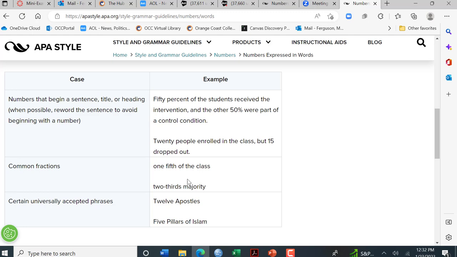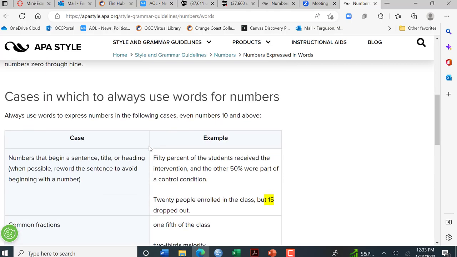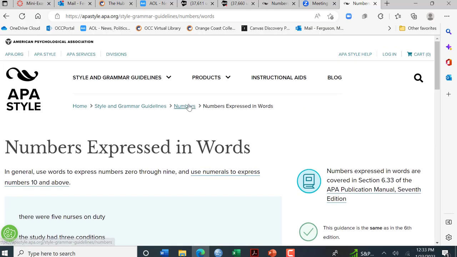Now, here are some of the exceptions. When you have a number at the beginning of a sentence, you're going to write that out. However, a percentage within the sentence would not be written out. Here again, the number at the beginning of the sentence, you use the word. If it's over 10, you use the numeral later on in the sentence. This is again numbers that begin a sentence, title, or heading. You want to try to reword the sentence to not have a number at the beginning of the sentence. But if you do, write it out. Common fractions, those are going to be written out. Universally accepted phrases. So those are the exceptions for using the words. Now we're going to go back.